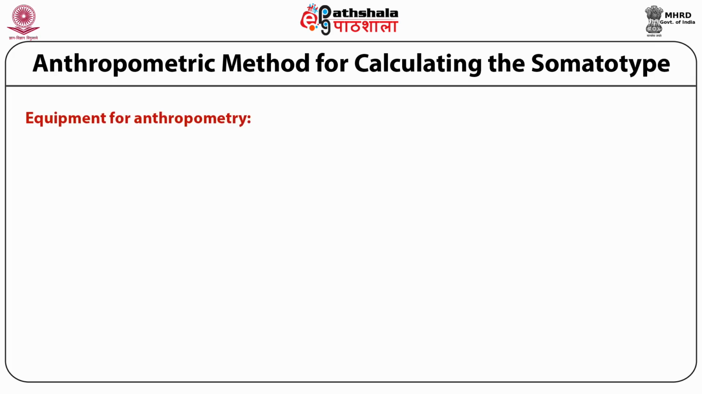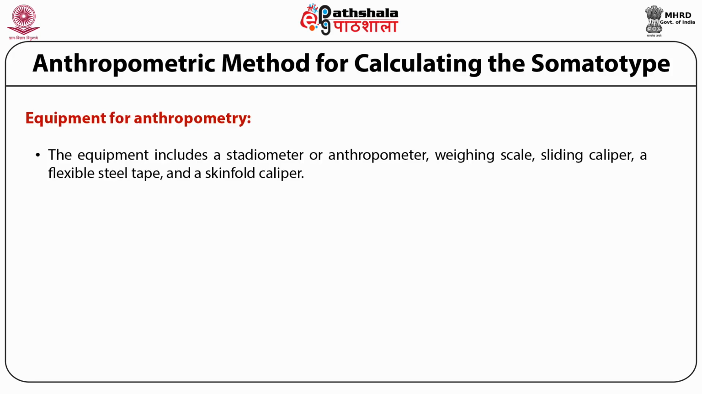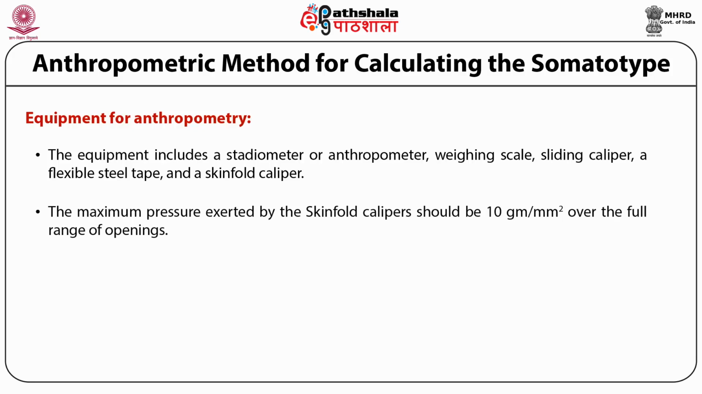Equipment for anthropometry. The equipment includes a stadiometer or anthropometer, weighing scale, sliding caliper, a flexible steel tape and a skinfold caliper. For accurate measuring of biepicondylar femur breadths, the caliper branches must extend to 10 cm and the tips should be 1.5 cm in diameter. The maximum pressure exerted by the skinfold calipers should be 10 grams per millimeter square over the full range of openings. There are different types of calipers: the Harpenden caliper, Holtain caliper, and others.